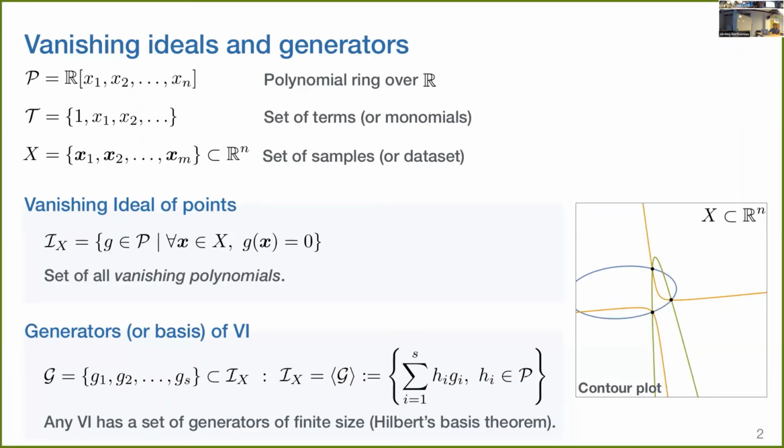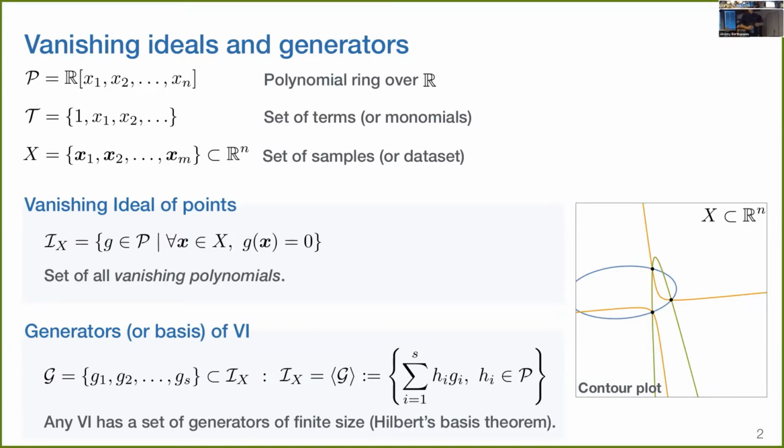First I give some definitions and notations. In this talk, we work on a polynomial ring over R, which is denoted by P, and P denotes the set of terms. We handle data sets, so X is a set of samples of n-dimensional points. The vanishing ideal of X is the set of all polynomials that vanish over X. So given any point in the data set, the polynomial should vanish for it.